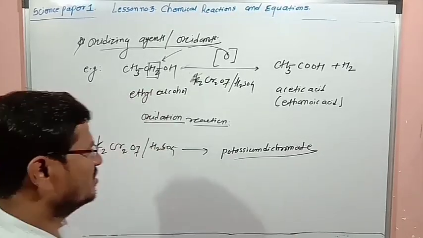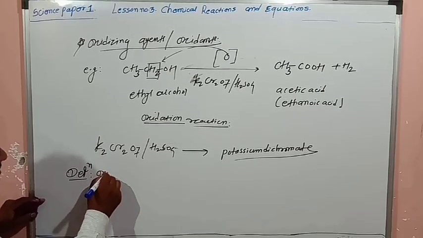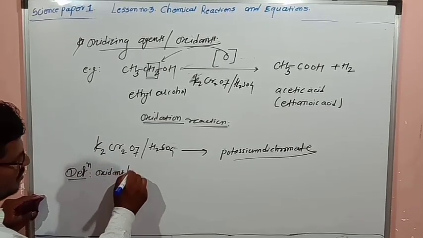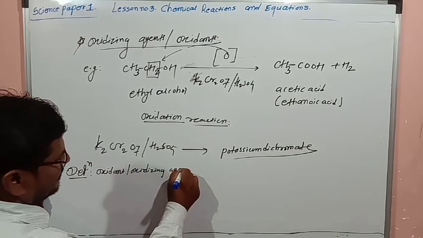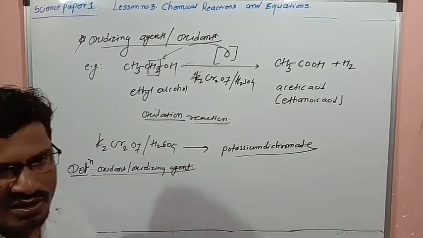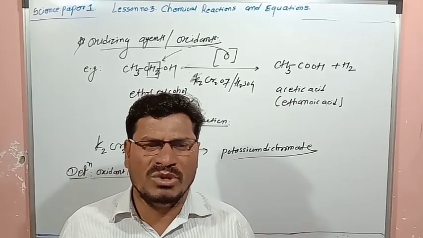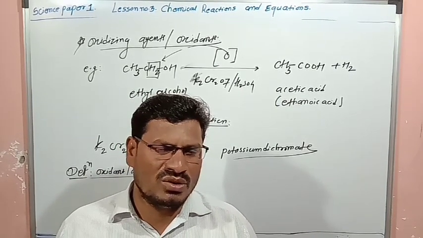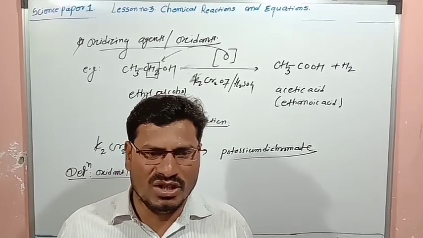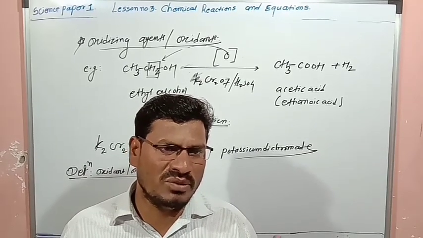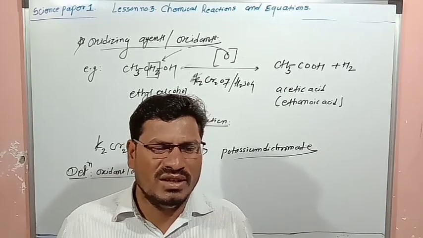So we will learn the definition of oxidant. What is the definition of oxidant or oxidizing agent? The chemical substance which helps to carry out the oxidation of the reactants is called an oxidizing agent. Or a chemical substance which makes oxygen available for the oxidation reaction is called an oxidizing agent.